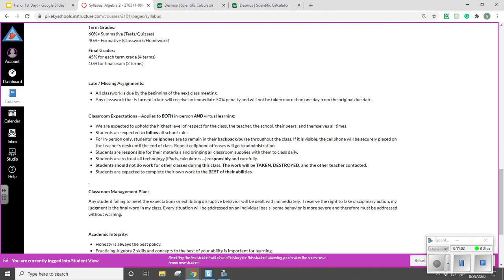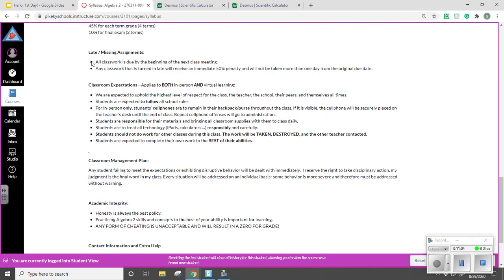Now for late and missing assignments. So it says all classwork is due by the beginning of the next class. So that means if you're a Monday, your classwork is due before your next Wednesday class day. If your class is on Tuesday, your work is due before your next class day on Thursday. It says any classwork that is turned in late will receive an immediate 50% penalty and will not be taken more than 1 day from the original due date. So really stay on top of your assignments. Make sure you're getting them done in a timely manner and not getting any penalties for being late.